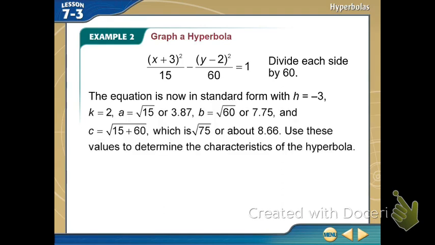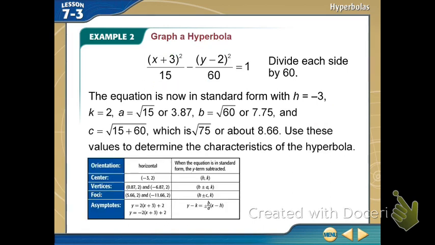So what do we have here? Well, we know that the center is going to be at -3, +2, right? That's our h and our k. We have an a value, which is the square root of 15. We have a b value, which is the square root of 60. And then we can plug a and b into our equation for the focal length and solve for c. And then we should be able to graph the hyperbola at this point.